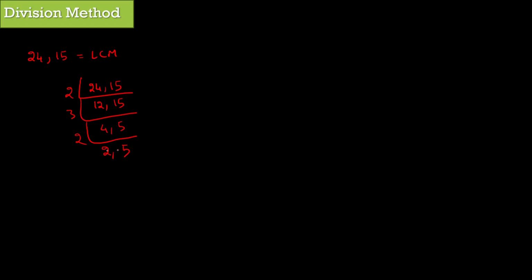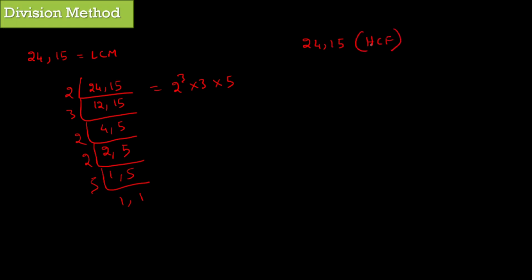Remainder means the leftover here. Okay. Now if you consider again, you can do it like this: 2 ones are 2, 5 fives are 5, and 1, 1. So what is the LCM? Take the product of these: 2 cube into 3 into 5. Now see how to do the HCF of 24 and 15 using the division method.